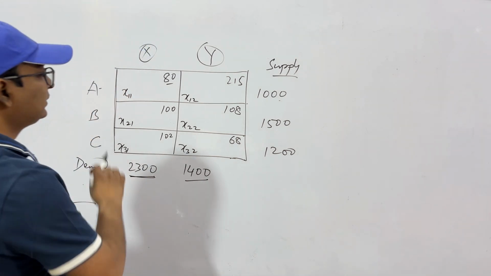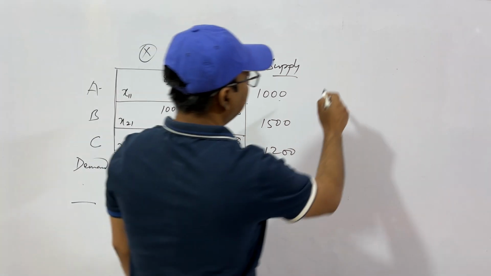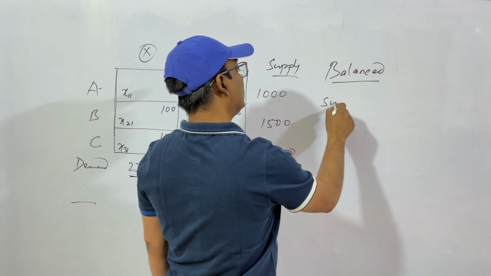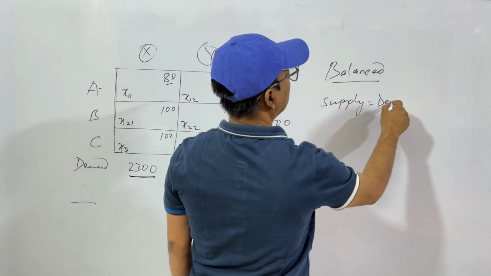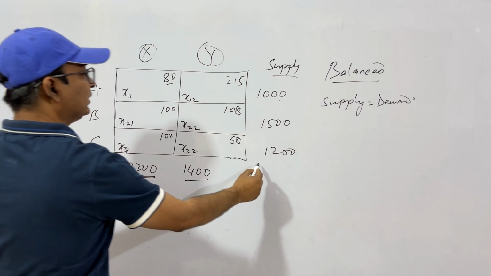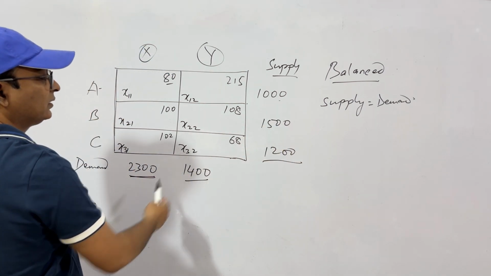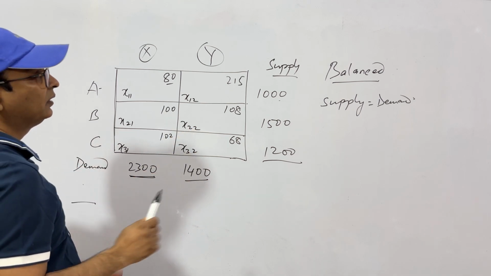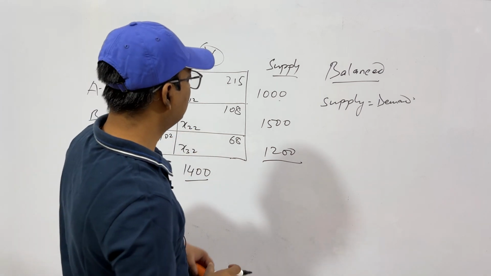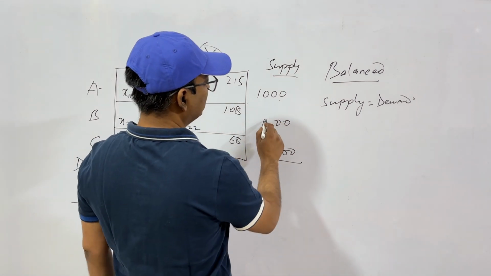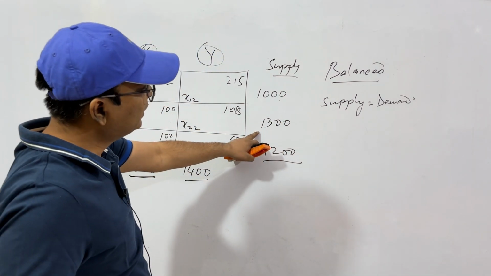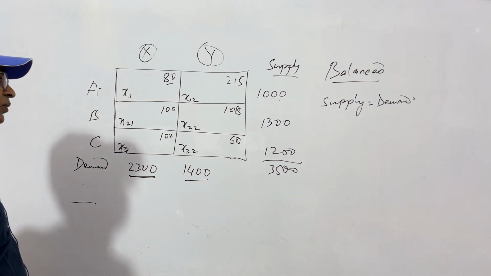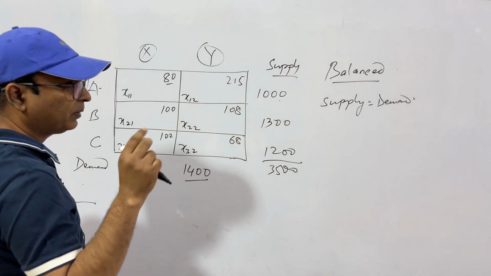Okay. This type of model is called balanced. Why? Because supply is equal to demand. See, we are producing 3700 items and our consumption is 3700. That is, supply is equal to demand. So this is a balanced model. Clear? But this can be unbalanced also. Let's say this produces only 1300 items. Then this will be 3500, but the demand is 3700. So there will be a gap of supply of 200 items.